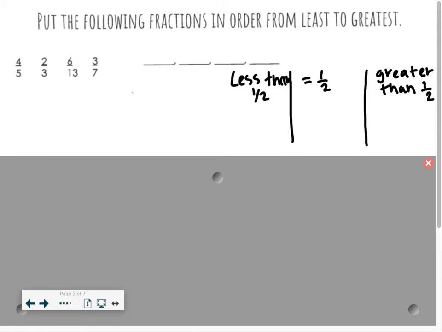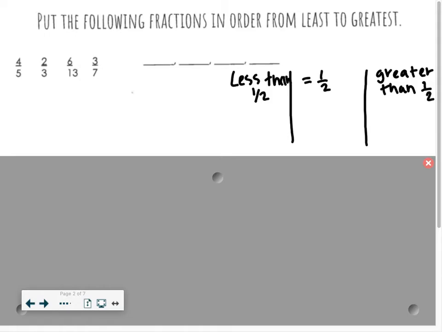Okay, so looking at these really quick, is 4 halfway to 5? No. Is 2 halfway to 3? No. 6 halfway to 13? No. 3 halfway to 7? No. We're like the gator. However, we can still use that information. What's halfway to 7 about?